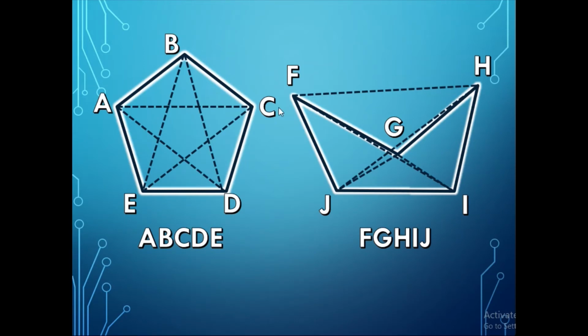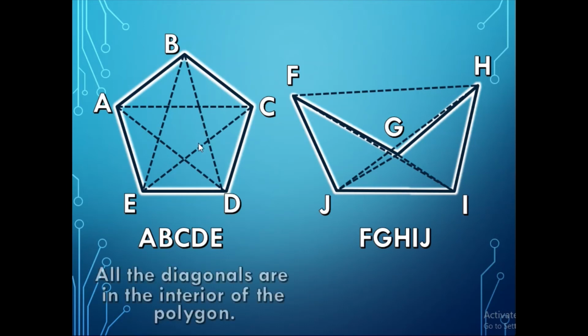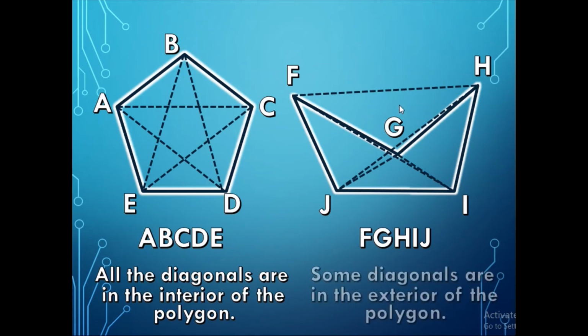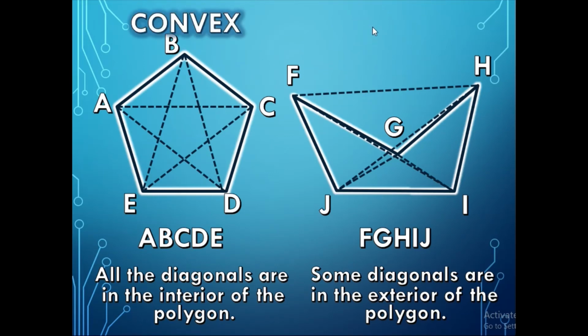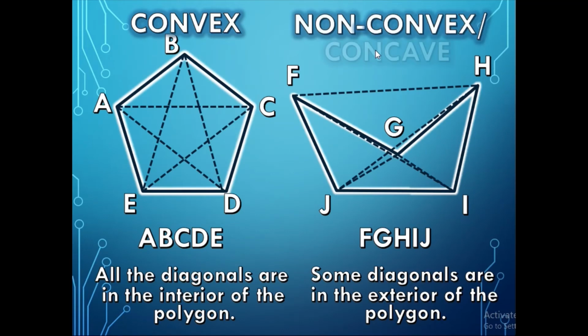But looking at those figures, there is a very prominent difference between the two figures. And what is that? That is with respect to the location of the diagonals. On the first polygon, all diagonals are in the interior of the polygon, while on the second one, some of the diagonals are in the exterior of the polygon, specifically diagonal FH. If that's the case, then the first polygon is called a convex polygon. Then the second polygon is called a non-convex polygon or a concave polygon.